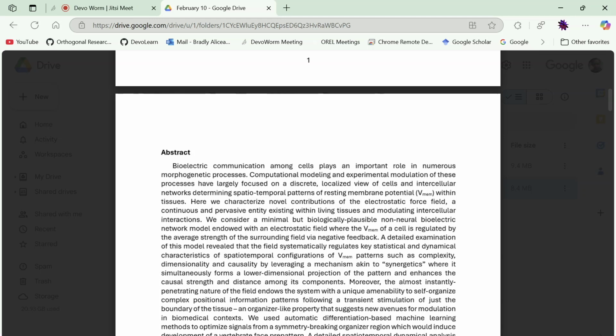The abstract reads: bioelectric communication among cells plays an important role in numerous morphogenetic processes. Computational modeling and experimental modulation of these processes have largely focused on a discrete, localized view of cells in intracellular networks. We're thinking in terms of computational models, like artificial neural networks, that are discrete units linked by edges with some weight. That's the way we usually model networks of cells and intracellular networks of different types. We have to use these kinds of models to understand spatiotemporal patterns in biology. We saw a paper last week where they did things with next-gen sequencing.